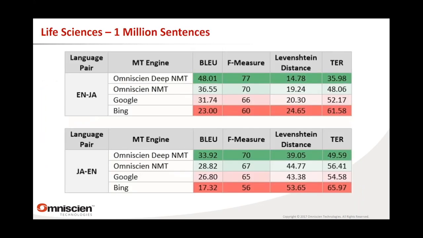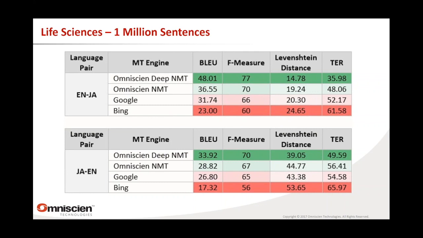Now, earlier this year, we trained a system, and it was based on 1 million sentences of content English to Japanese in life sciences. Now, we compared that to Google and Bing, and Bing in this case got a BLEU score of 23. Google got a BLEU score of 31.74. Now, our shallow NMT, that got a BLEU score of 36.55, and on the exact same data, we got another 12 BLEU points by changing to Deep NMT. This is a significant jump.